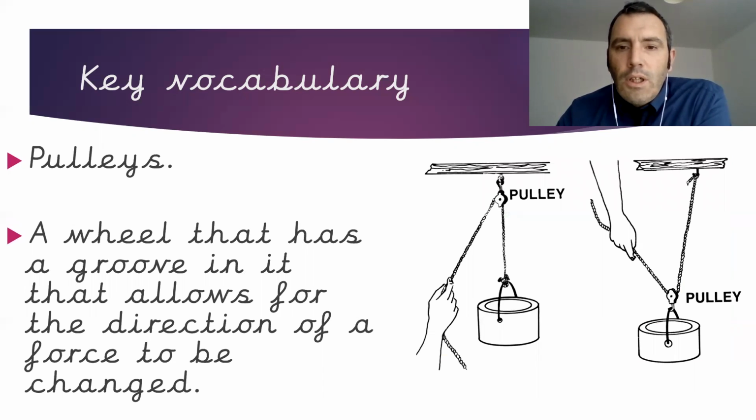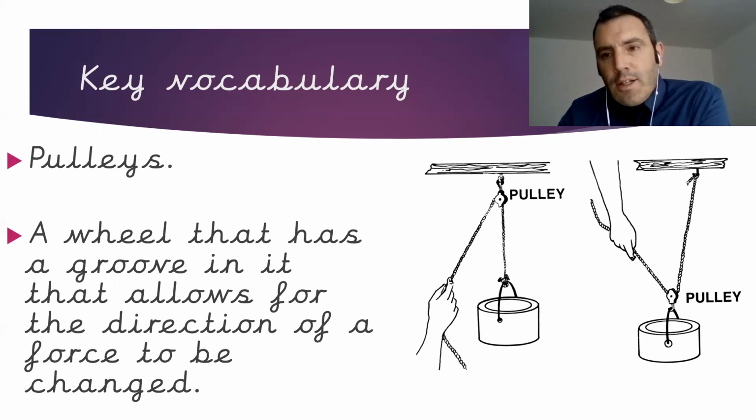Pulleys. A pulley is a wheel that has a groove in it that allows for the direction of force to be changed. So if you look at the two images on the screen in front of you, the left-hand image shows the pulley being attached to the ceiling and the rope being pulled down to make an object move up. The other way of using a pulley is to attach the other end of the rope to the ceiling and pull up on the pulley. They both allow for the forces to be used in different ways.